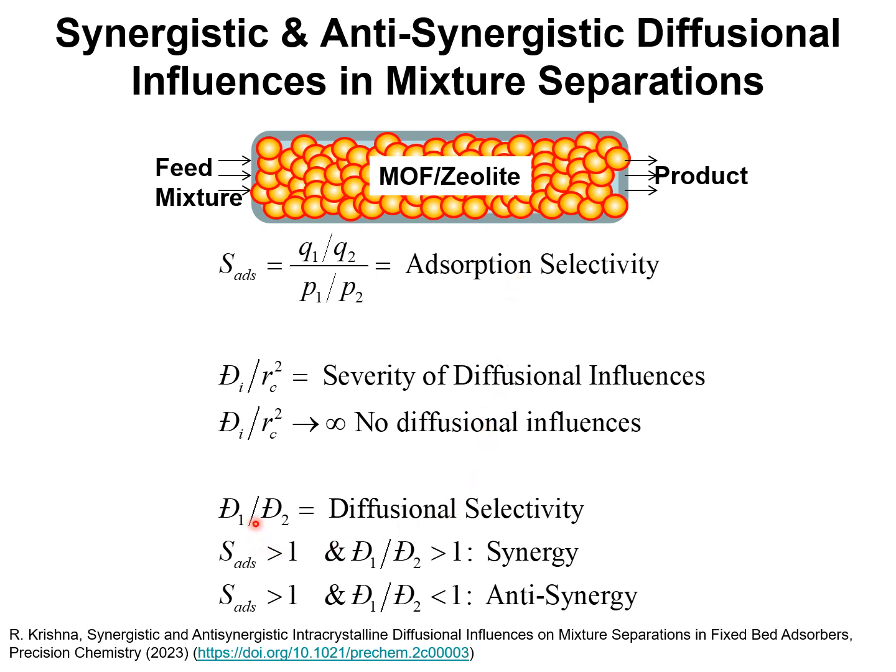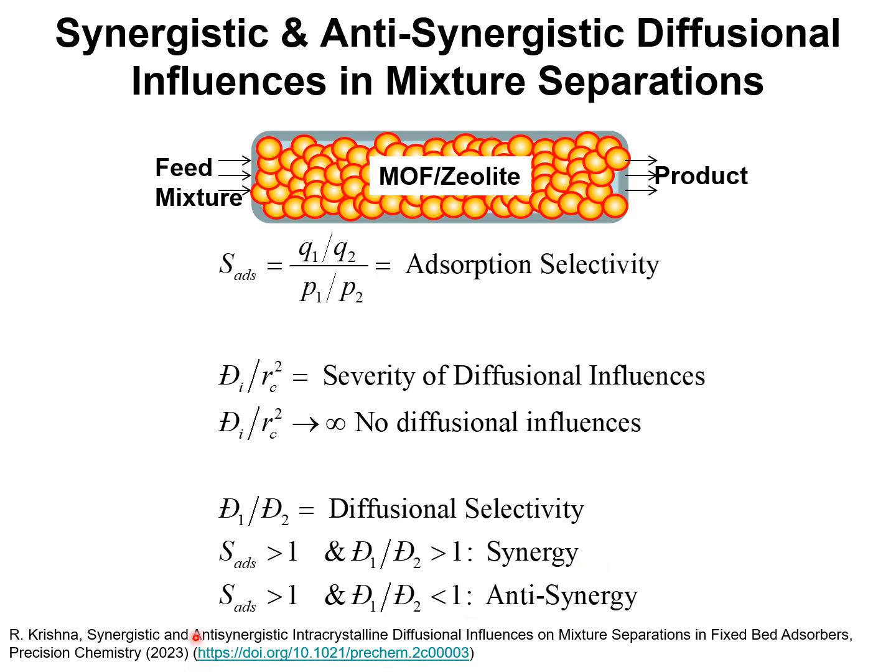In addition, we have a third parameter, which is the ratio of the guest diffusivity within the pores for component 1 divided by the corresponding guest diffusivity for component 2. Let's call that the diffusion selectivity. We can identify two scenarios where for components 1 and 2, both the adsorption selectivity and the diffusion selectivity are greater than unity, and we have synergy between adsorption and diffusion.